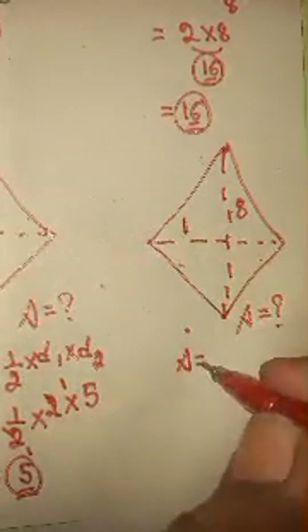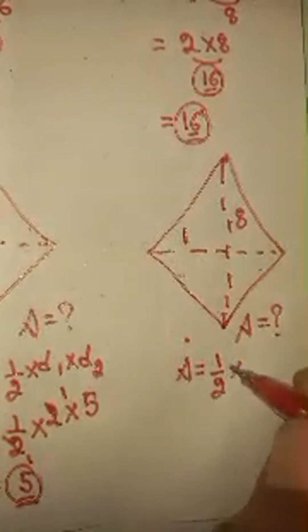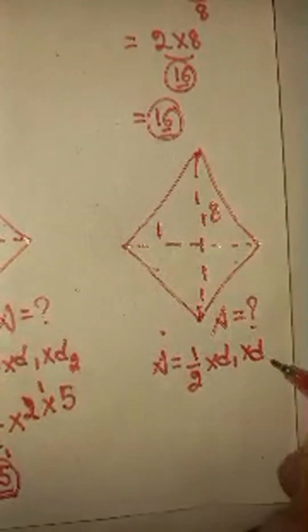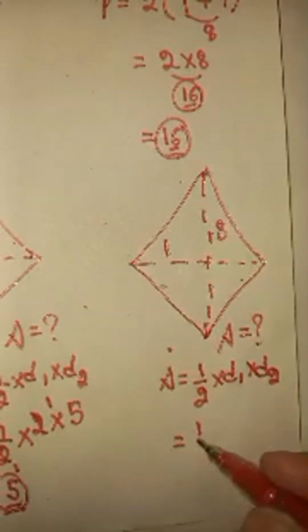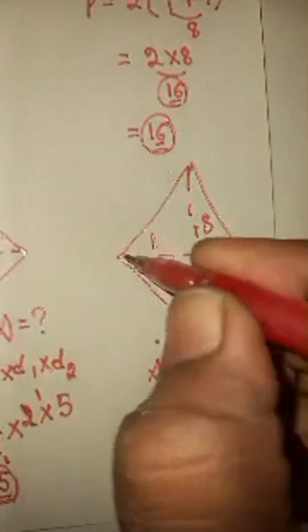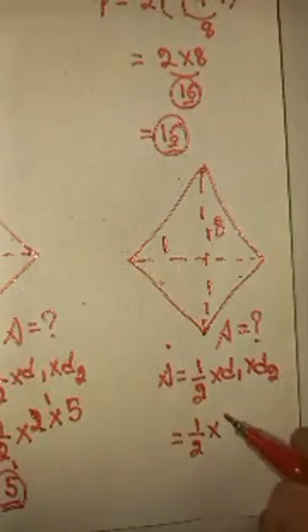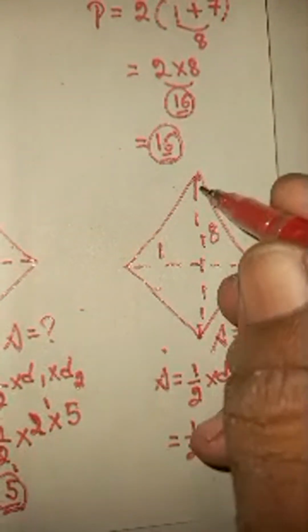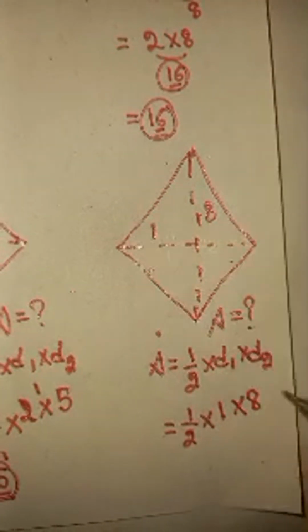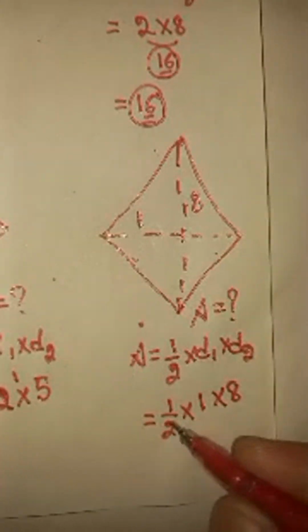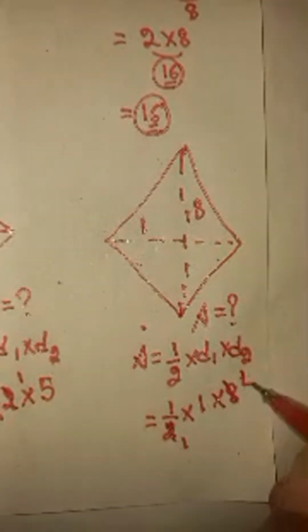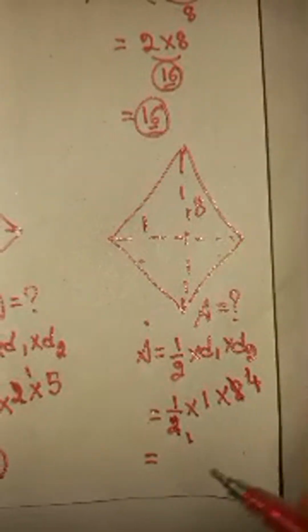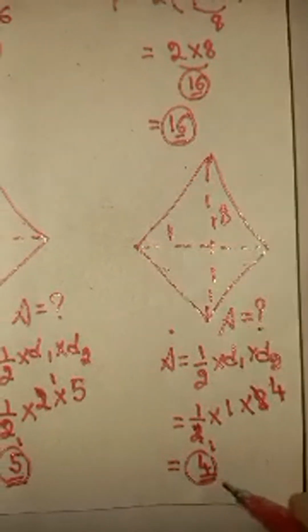Area of the kite can be found out as half times diagonal 1 times diagonal 2. That gives rise to half times diagonal 1, that is 1 unit, times diagonal 2, that is 8 units. You can divide the denominator and numerator, 1 times 4 times. 4 times 1 is 4 square units.